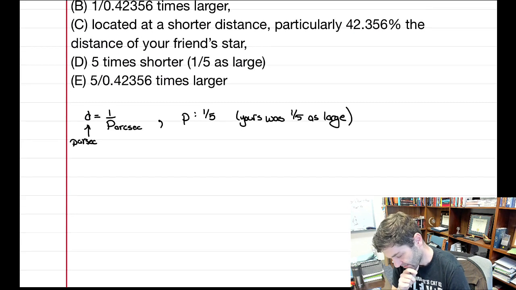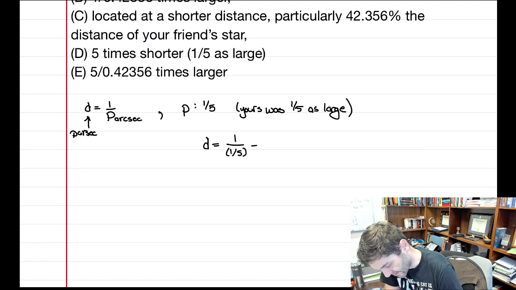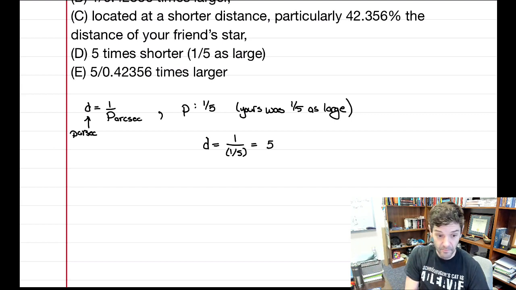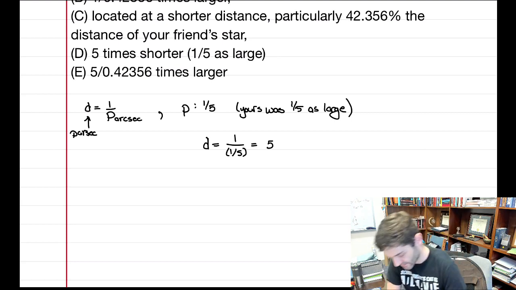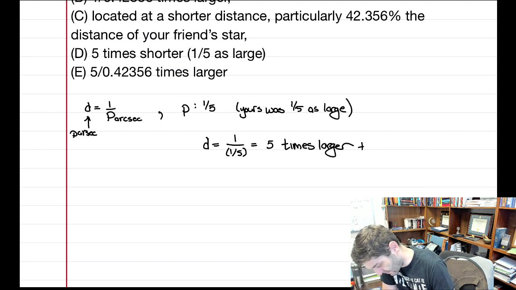So then in that case, it looks like d, then I just plug in the factors. 1 divided by, and then I said the factor change is 1/5. Fraction of fractions, flip the bottom and multiply, so that just becomes 5. So again, not 5 parsecs, because we're thinking of factors. So then I would say the distance is 5 times larger than your friend's.